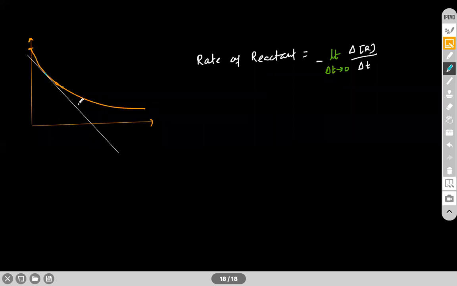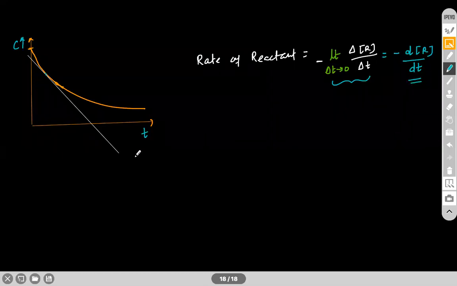The slope of this line is nothing but dy by dx, correct? Which is concentration axis here and time axis here. So this expression, if you remember, is nothing but the definition of derivative dc by dt. This is the definition of this. See, we have r here, so we'll write down r, not c. This is the mathematical definition of this.